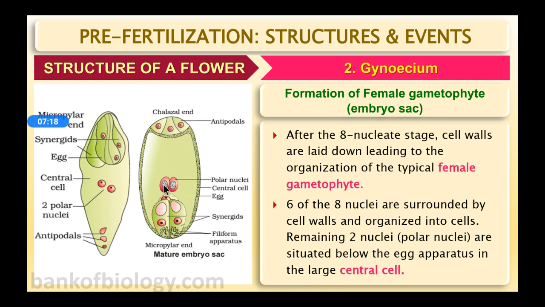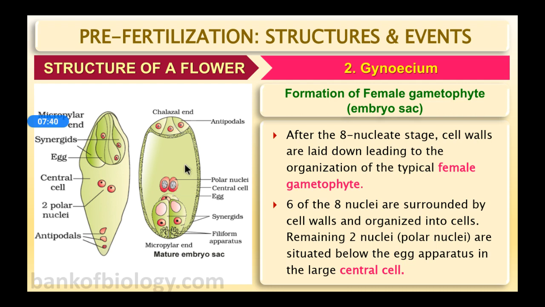And here you can see the third cell, that is the central cell, where two polar nuclei are present. They are female gametes, and they participate in the fertilization.